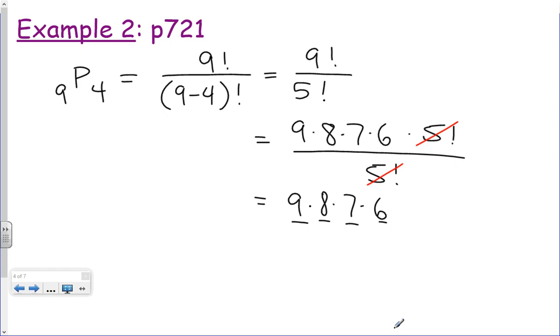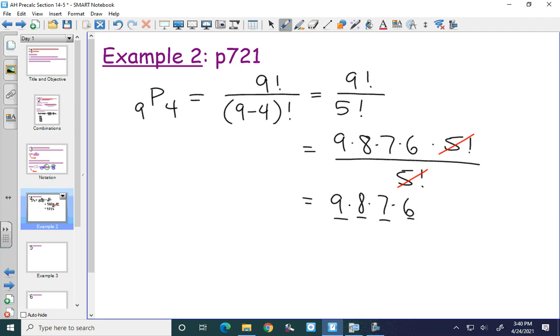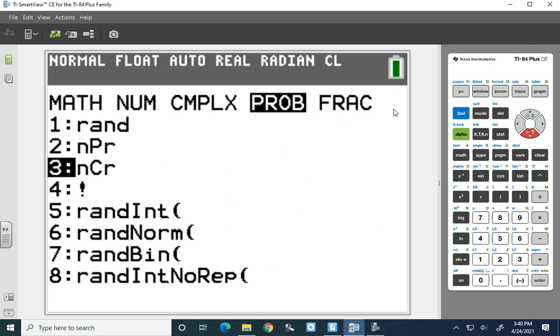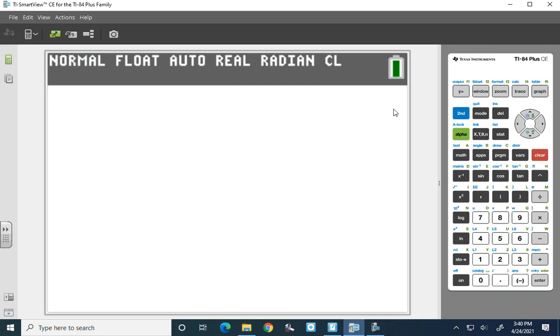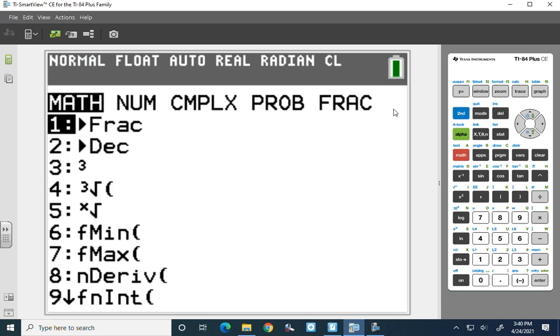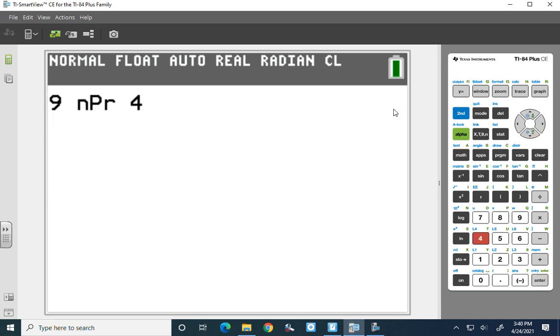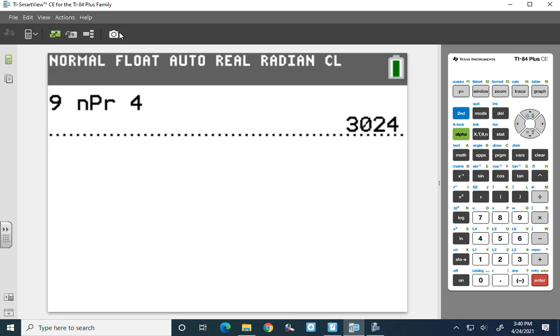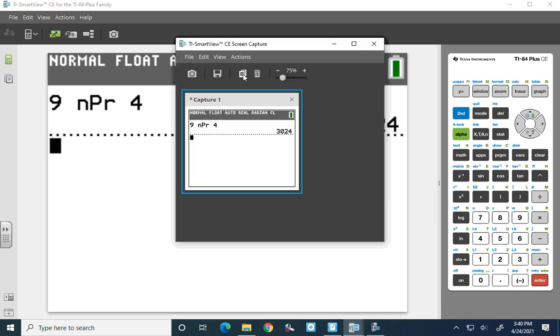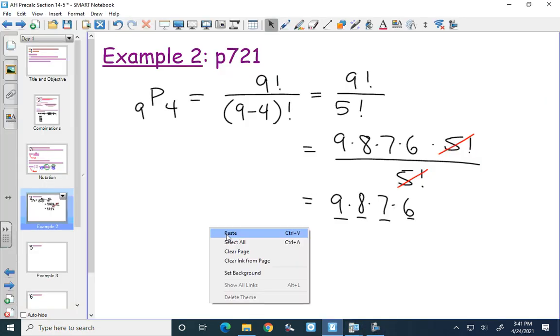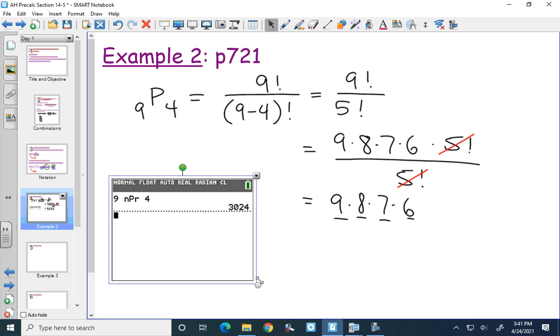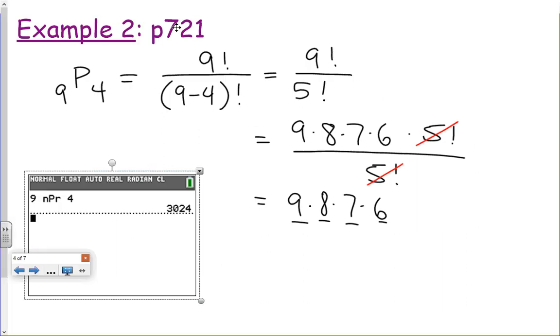So we can grab our calculator, and let's evaluate what this is equal to. All right, so I'm going to type in 9 and then go to my Math menu, grab nPr and 4, and press enter, and I get 3,024. In fact, I'll grab a picture of that and put it on that slide. So 3,024 is our value.